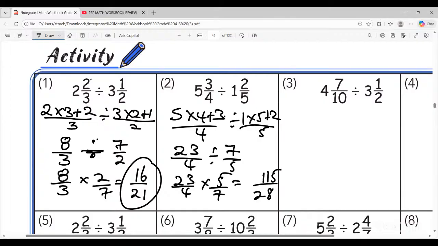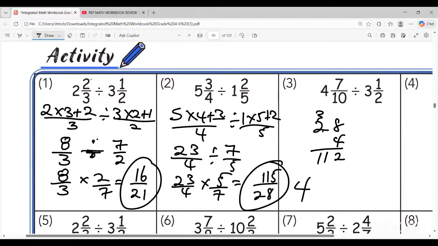So how many groups of 28 can we get out of that? 28, 56, double 56, about 4 times. Let me see, 4 times 28 is 112, and that leaves 3. All right, so I'm right. So 4, and the remainder would be 3 over 28.